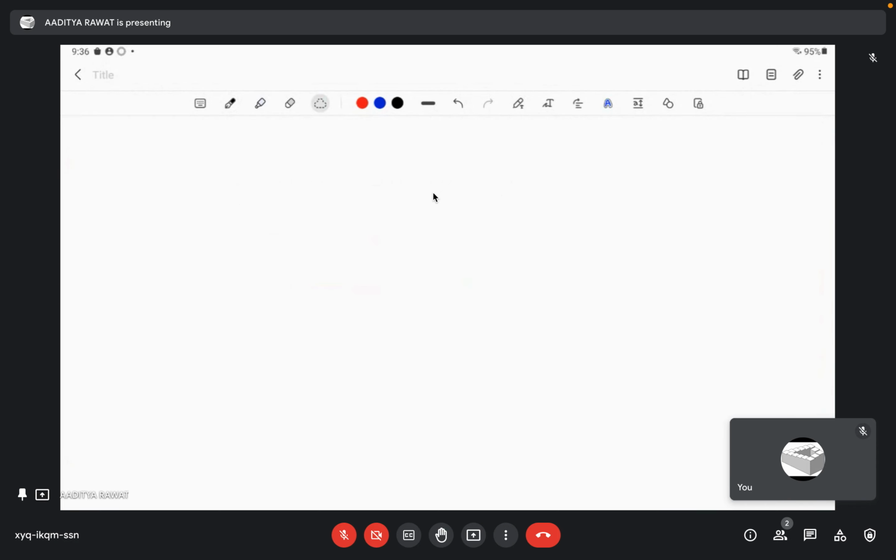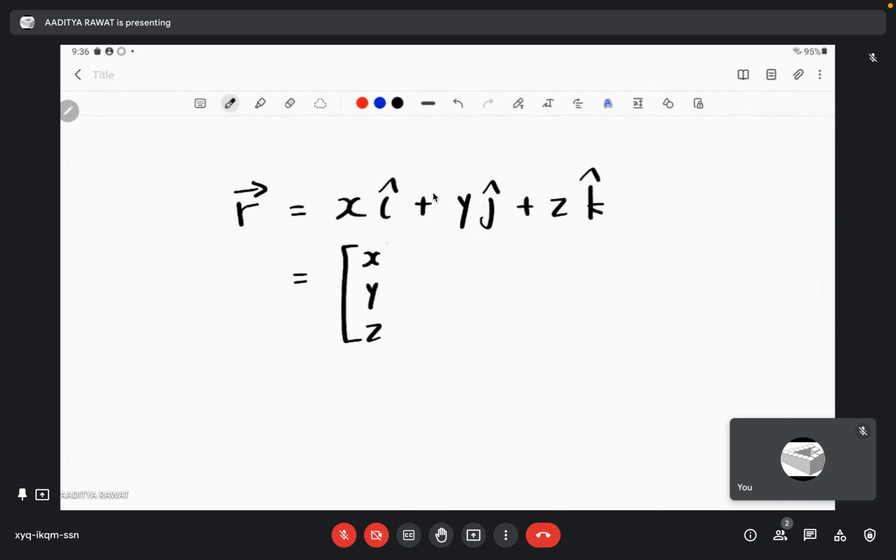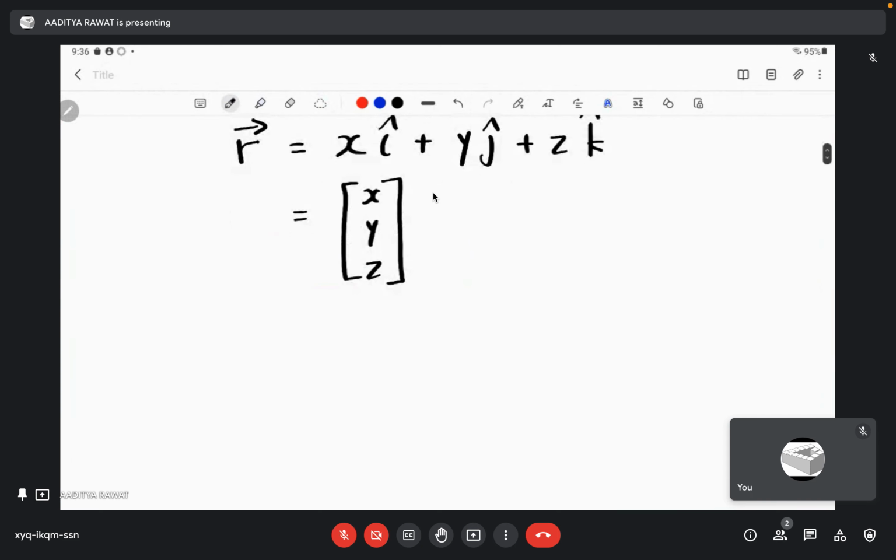Hello everyone. In today's video, we'll be talking about how to find the material derivative of a position vector. So let's take r as the position vector. r equals x i cap plus y j cap plus z k cap. But the notation which I'll be using here is one of column vectors because I find it more convenient than writing i cap, j cap and k cap. So here we have r, right?